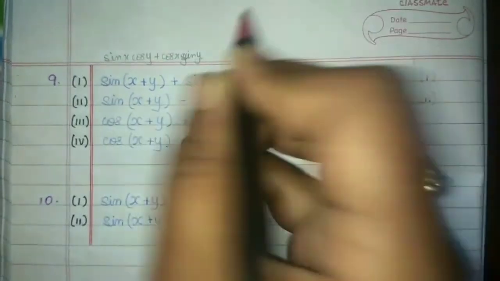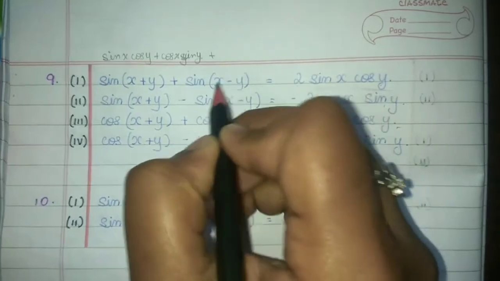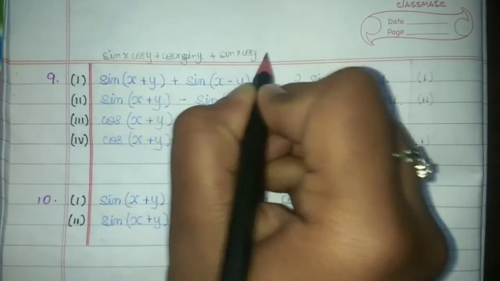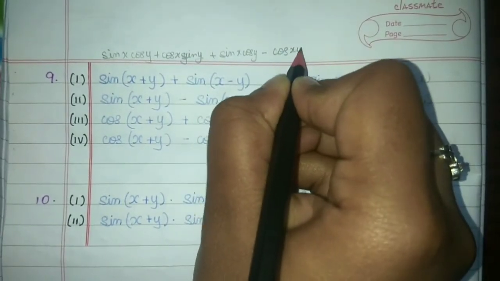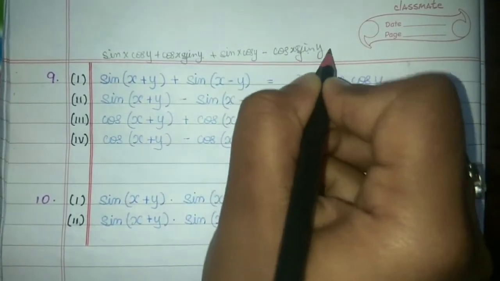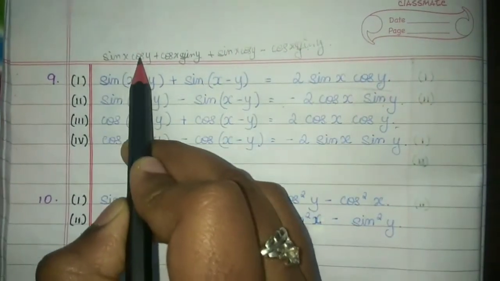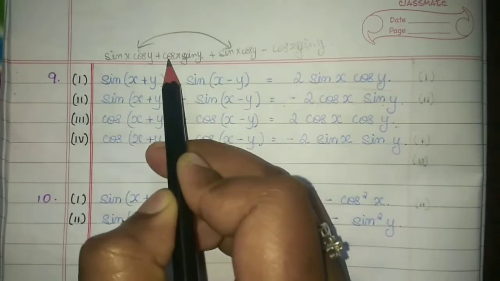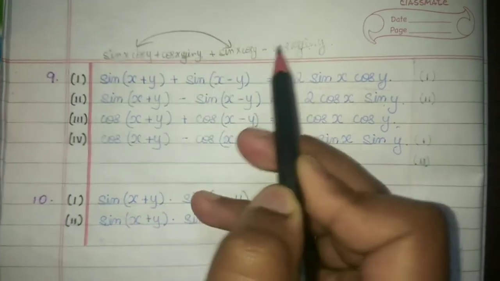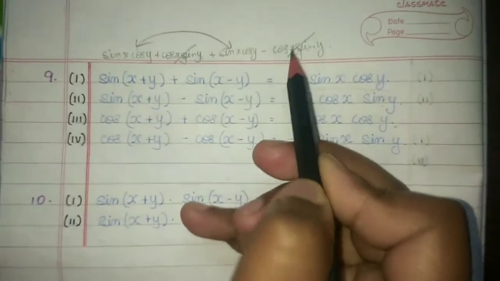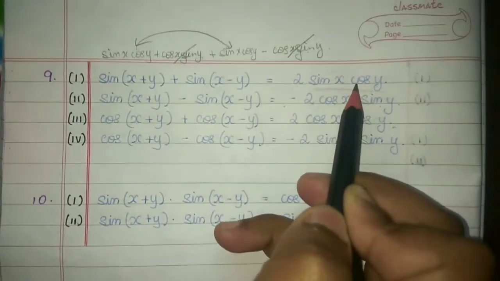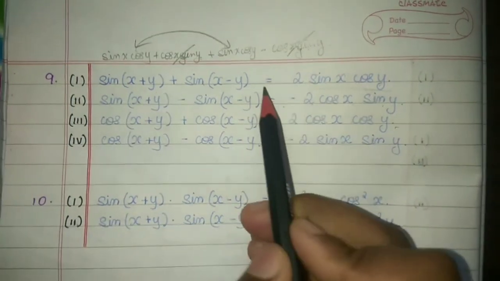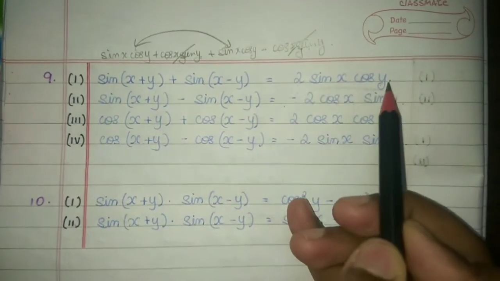Sin(x-y) is sin x cos y minus cos x sin y. Here sin x cos y is common, so I can just pair these two. Cos x sin y and minus cos x sin y will get cancelled, so I will have 2 sin x cos y. You will do the same thing for the remaining also. The same thing is given here, 2 sin x cos y.